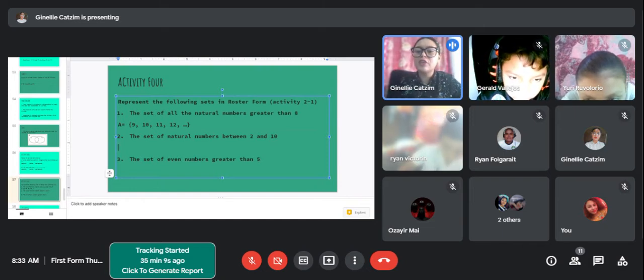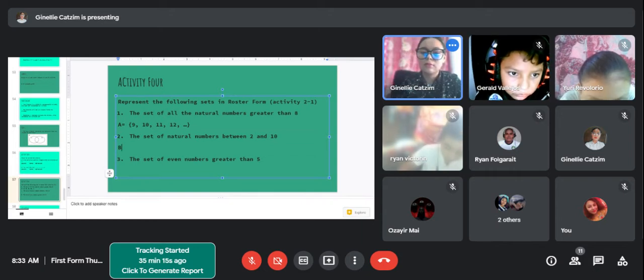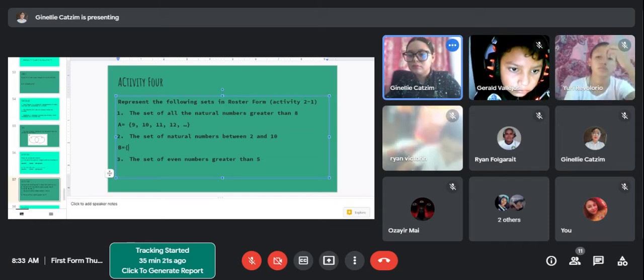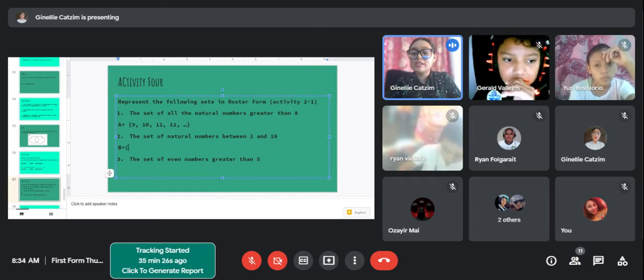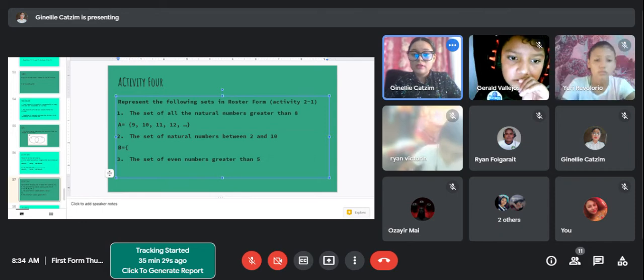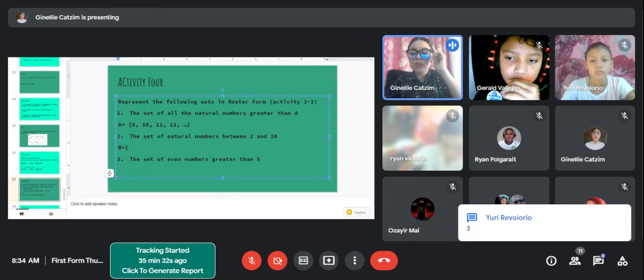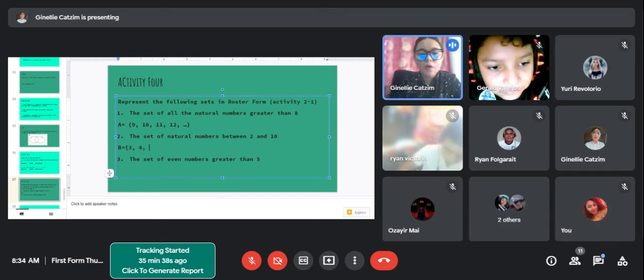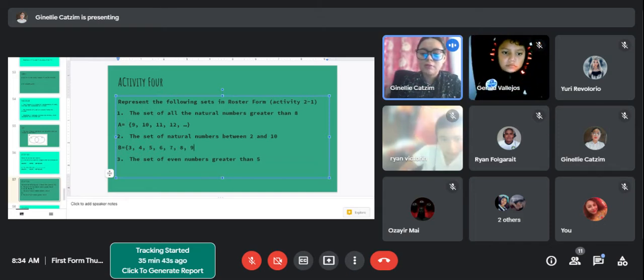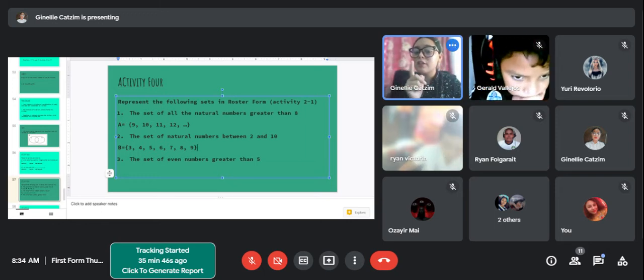Now we have the set of natural numbers between 2 and 10. We are not to include 2 and 10 because it's saying between, right? So the natural numbers between 2 and 10 are 3, 4, 5, 6, 7, 8, 9. Very good. Remember, it's a raster form, so we have to enclose them in curly brackets and separate them by commas.